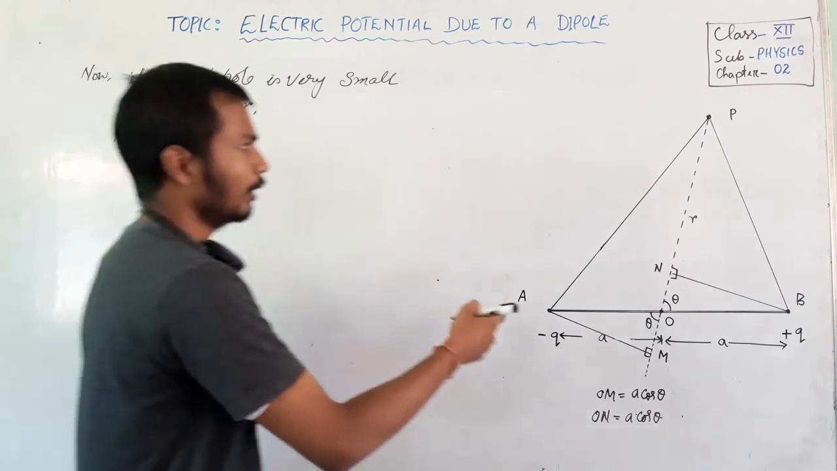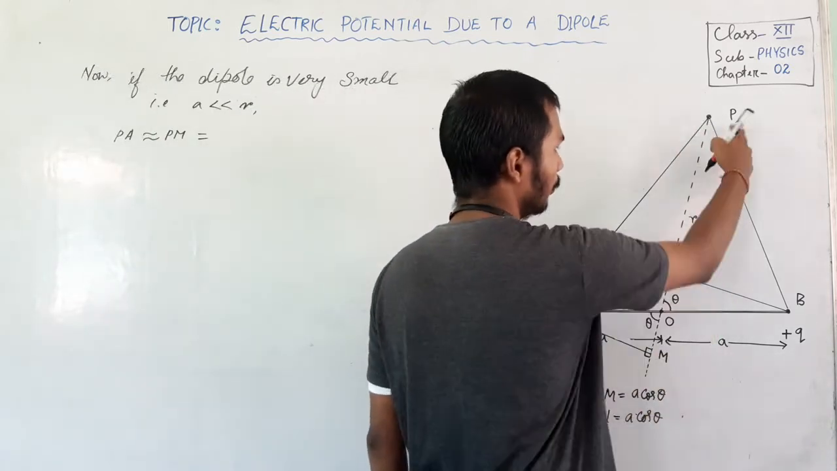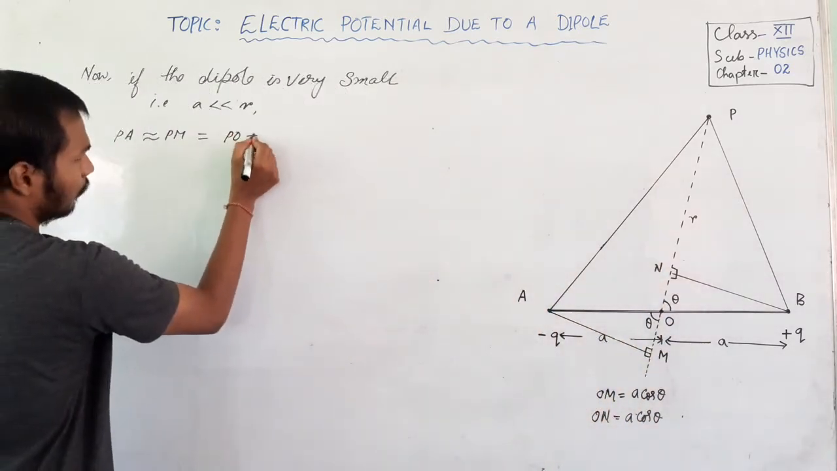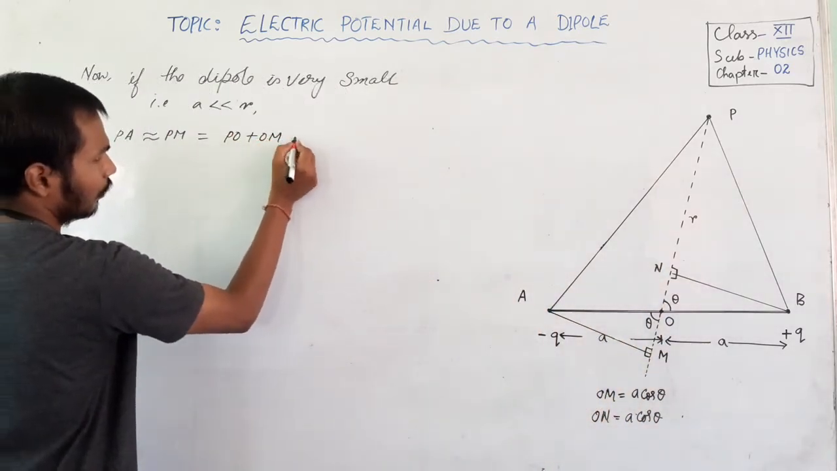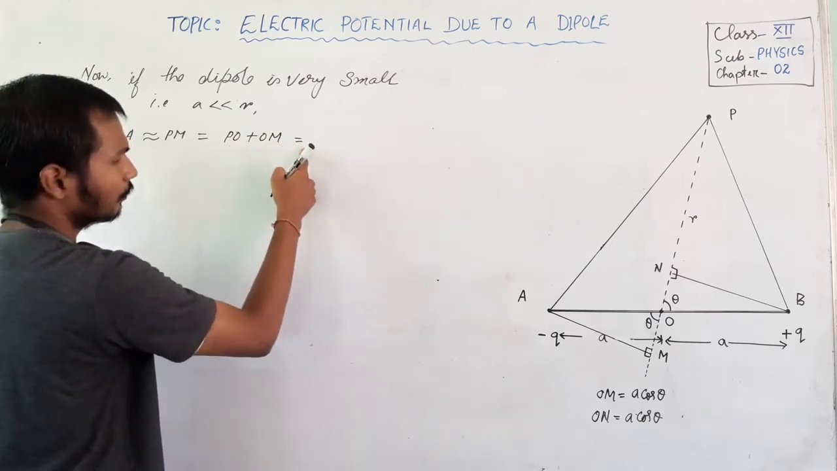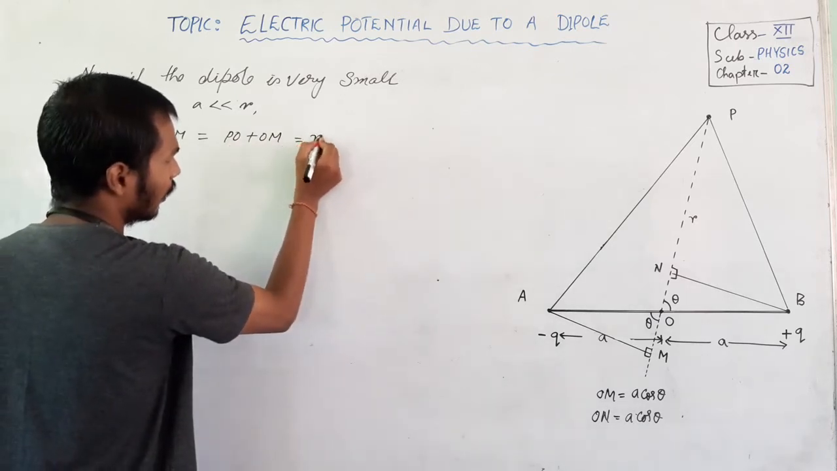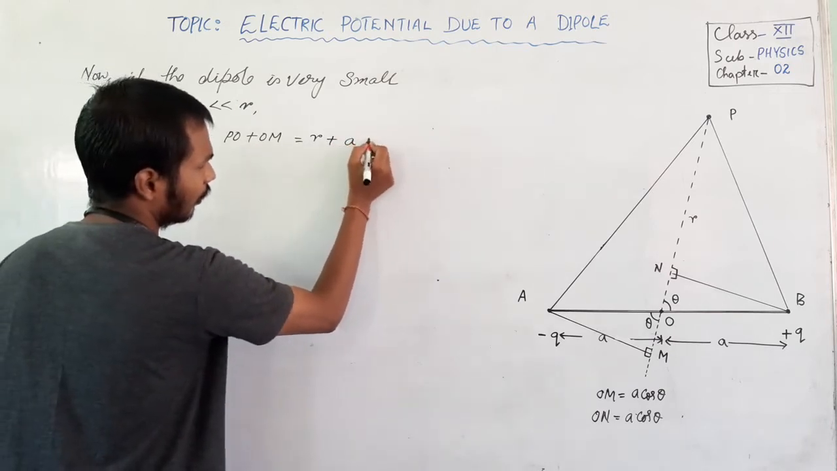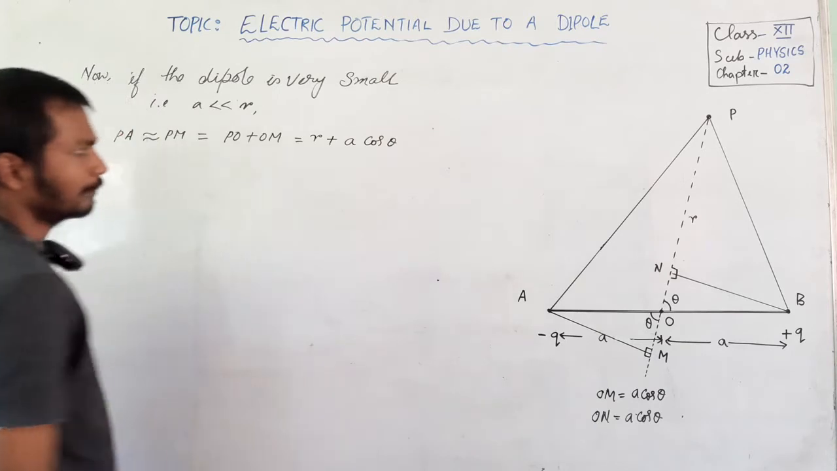See in the figure, PM will be equal to PO plus OM. So what is the value of PO? PO is R, plus what is the value of OM? A cos theta. Okay.